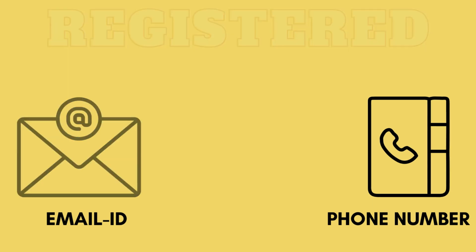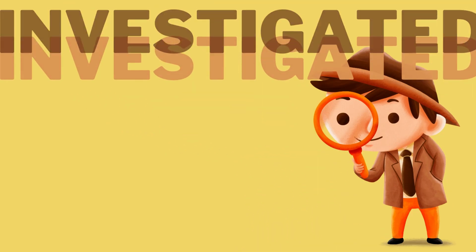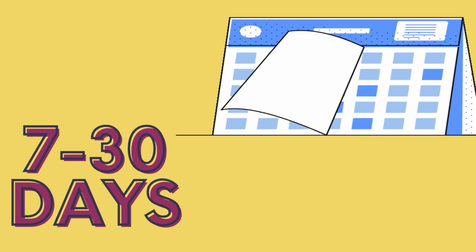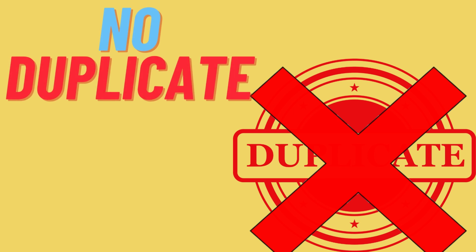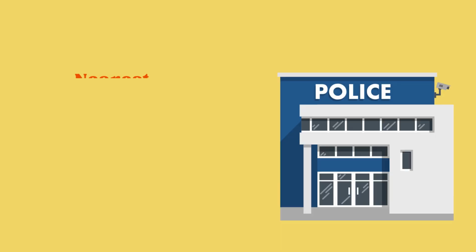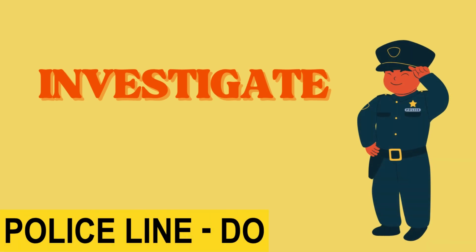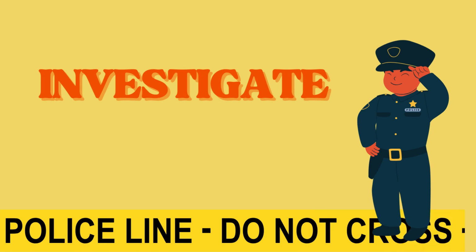Once you have registered your complaint, wait till the action is taken or your complaint is investigated. It may take 7 to 30 days before your complaint is investigated. Do not make a duplicate complaint before 30 days of your complaint registration. You can download this PDF and keep it on your phone or computer for future reference. Your complaint will then be forwarded to your nearest police station where they will investigate your complaint. The name and number of the police officer investigating your complaint will be sent to you via SMS and email.